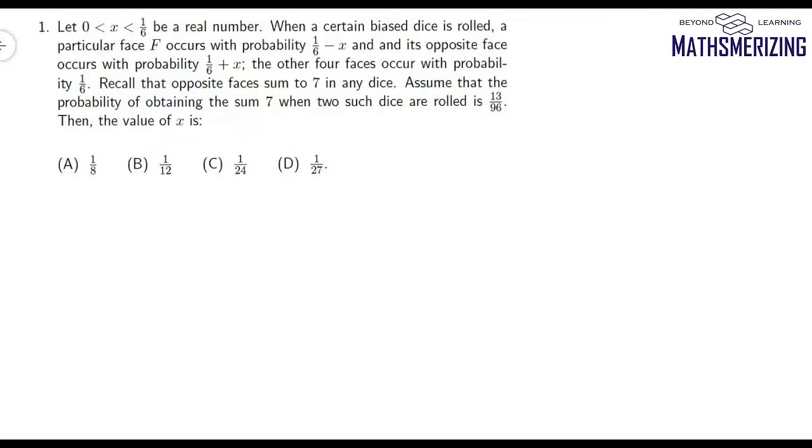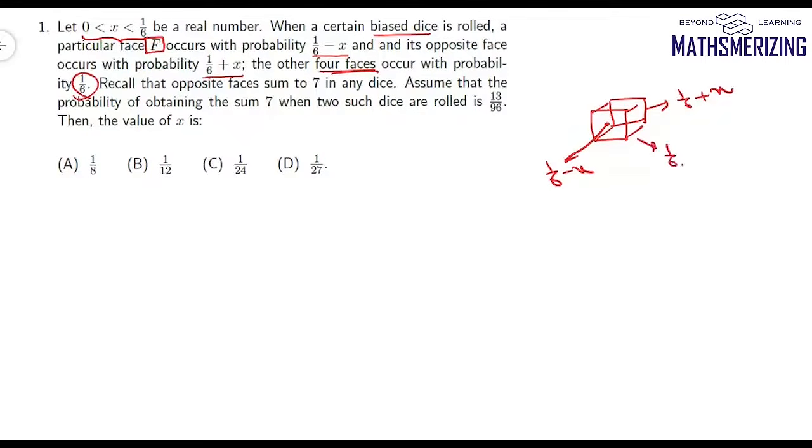And the first question is, let x be a number that lies between 0 and 1 by 6. When a certain biased die is rolled, a particular face f occurs with probability 1 by 6 minus x, and its opposite face occurs with the probability 1 by 6 plus x. So we have this die where these two opposite faces, one of the probability is 1 by 6 minus x, and for the other it is 1 by 6 plus x, and for the remaining four faces the probability is simply 1 by 6.